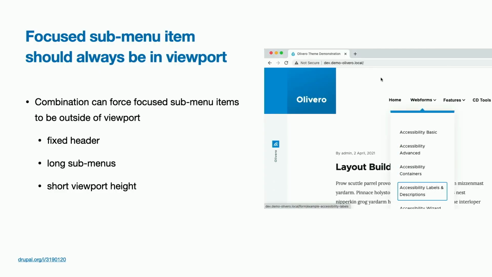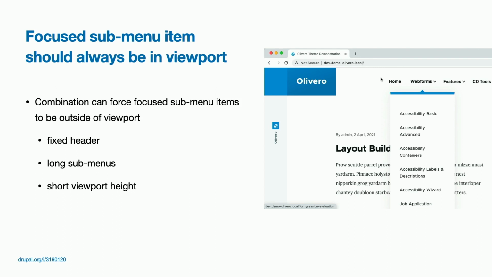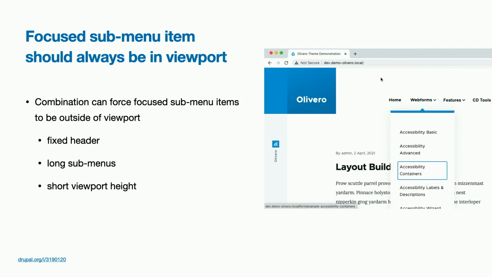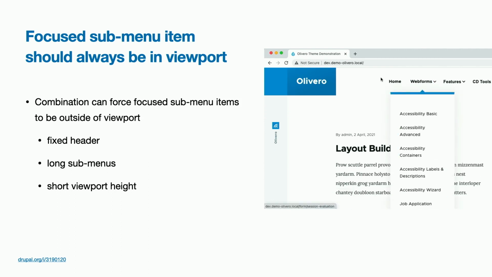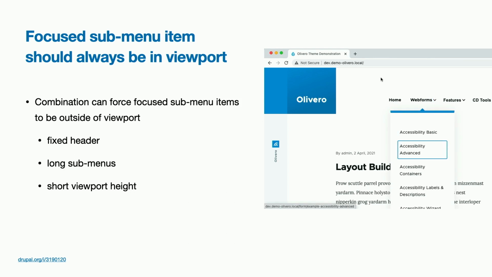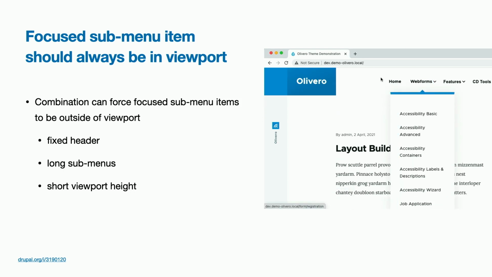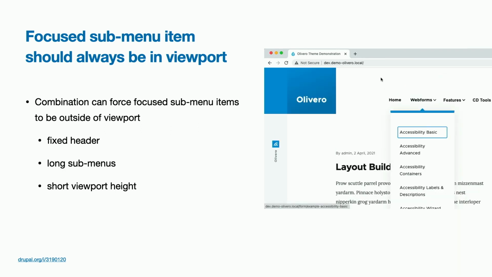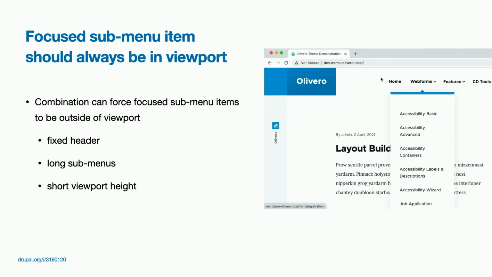So this is an interesting thing right here. The focused submenu item should always be in the viewport, right? One thing about Olivero is we have this fixed header at the top. What that means is if you have a very long submenu and that fixed header is stickied at the top, and you have maybe a short computer, like a 13-inch MacBook or 13-inch laptop, that menu might overflow to the bottom. And you can never get to those items.